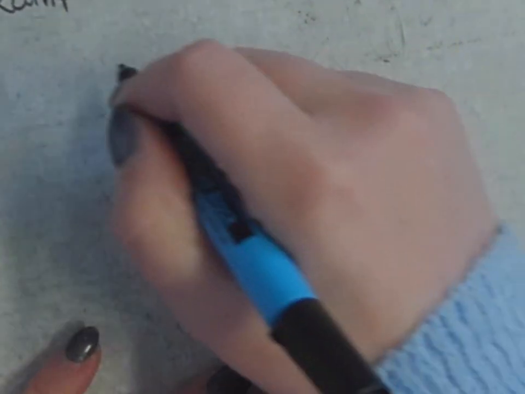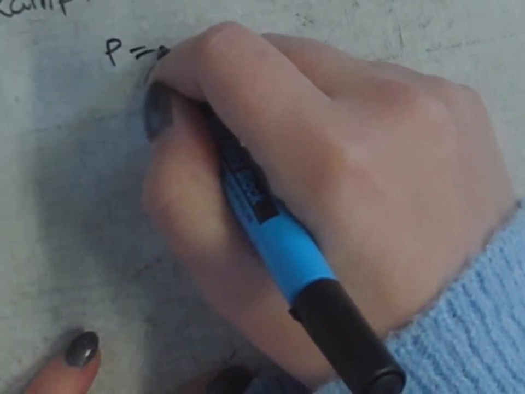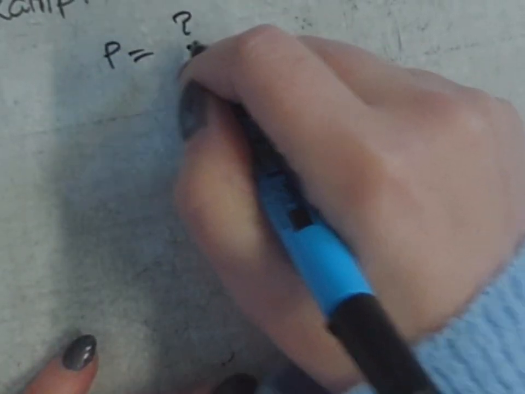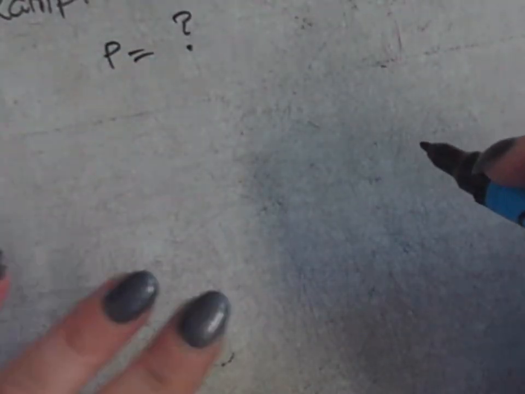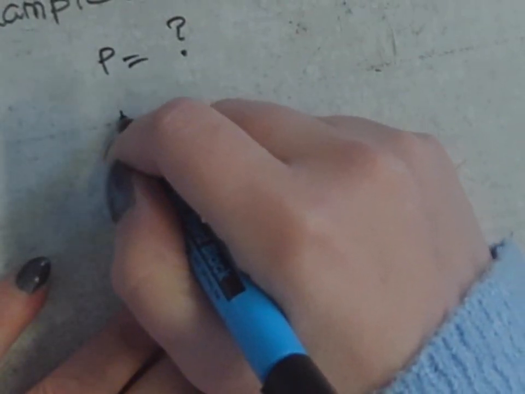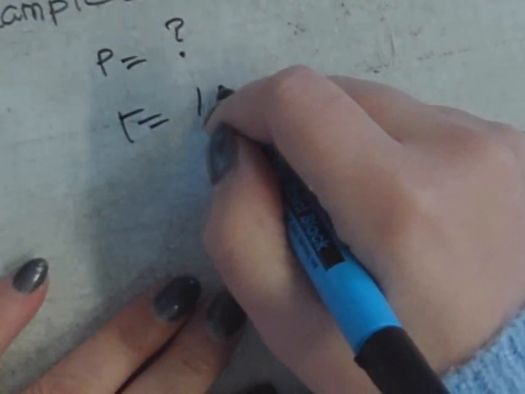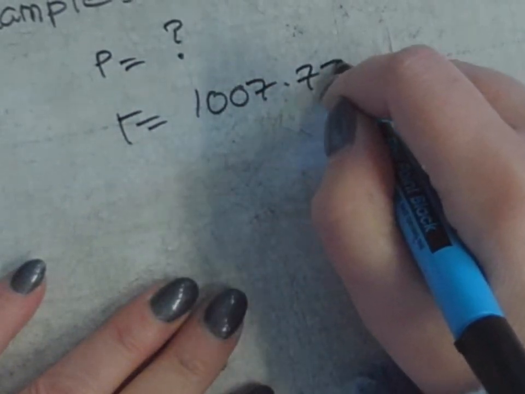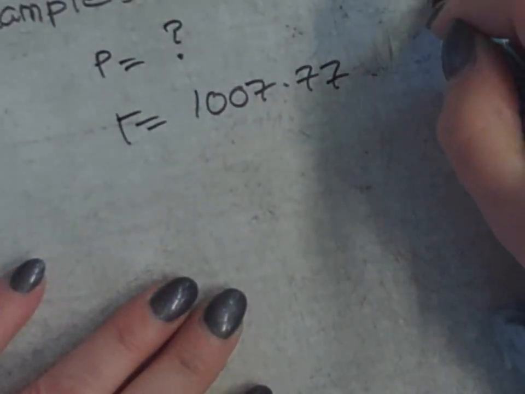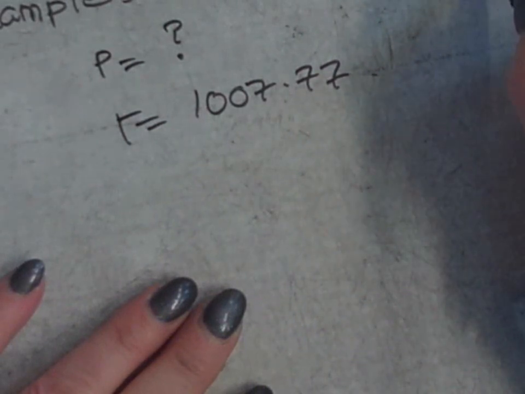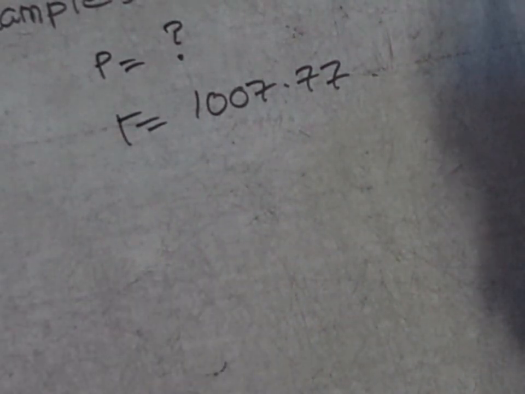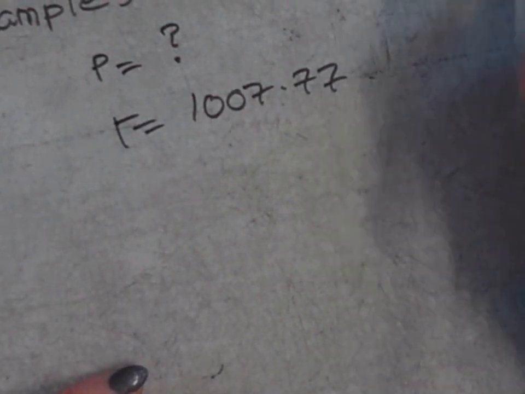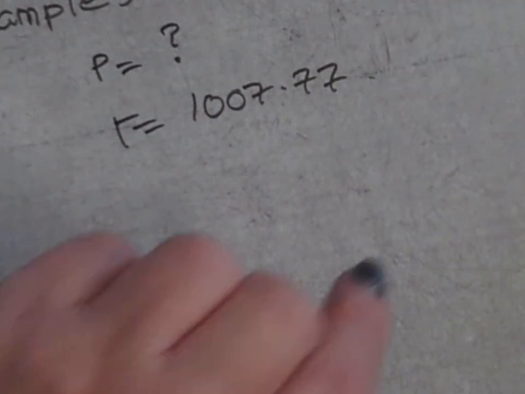Right. So I go straight to the answer. So basically, the principal is what I put in at the start. That's what I'm looking for, right? So I'm looking for what I put in at the start. I know the final amount is 1,007.77. I know the interest rate was, where is it? It was 8%. Yeah, it's zoomed in.